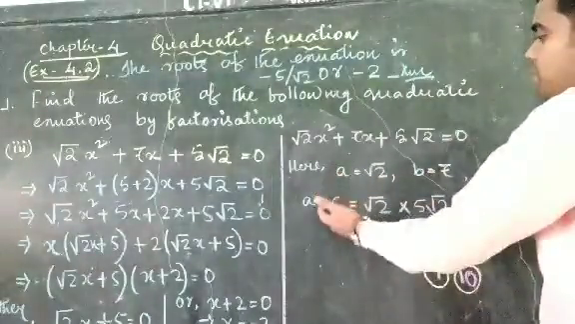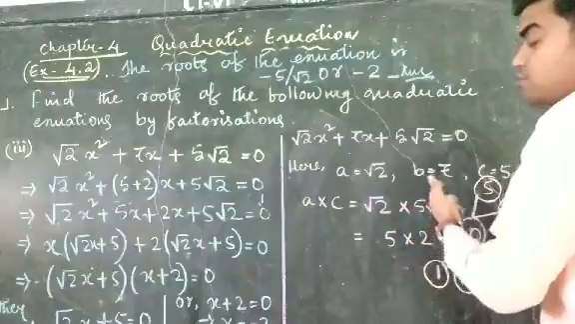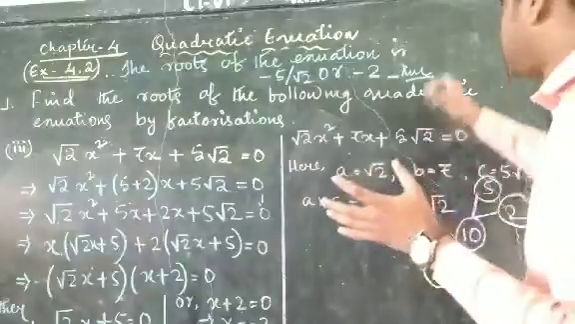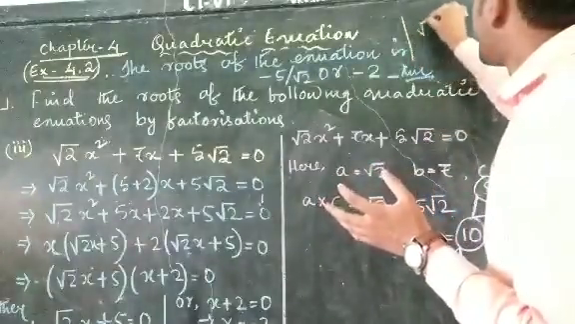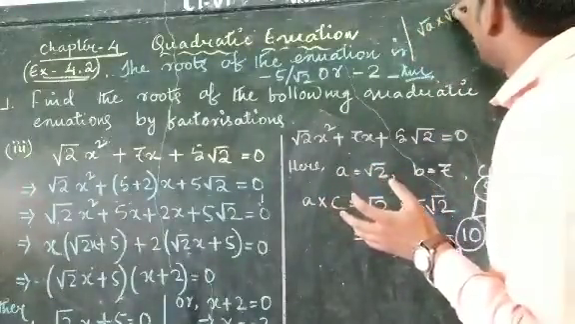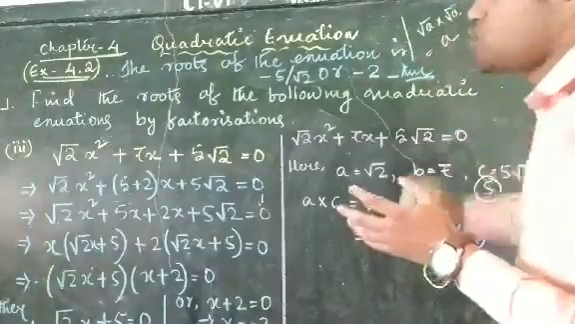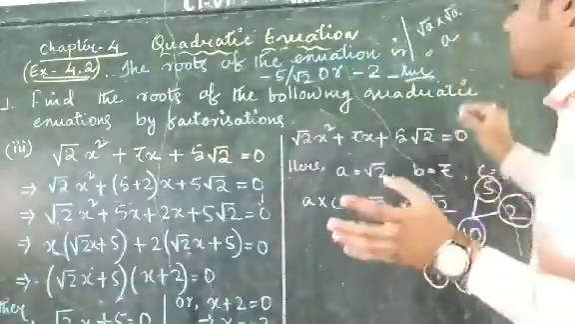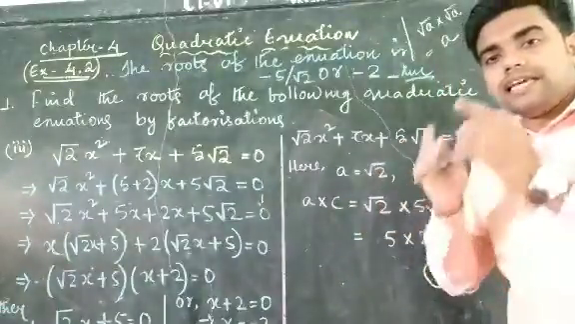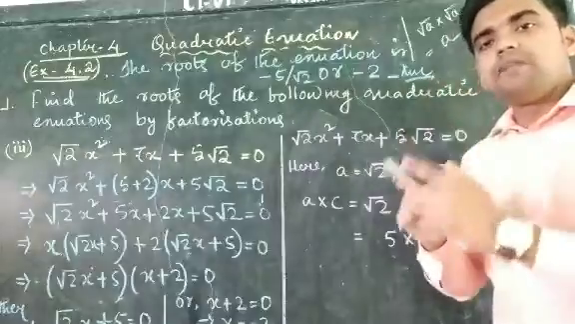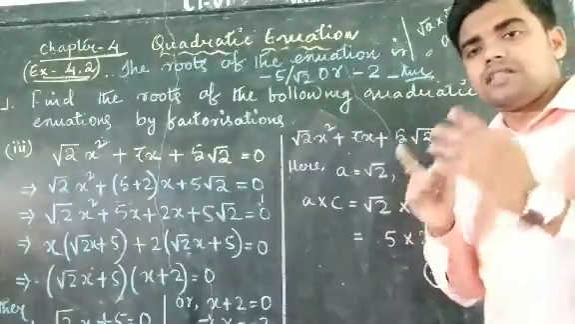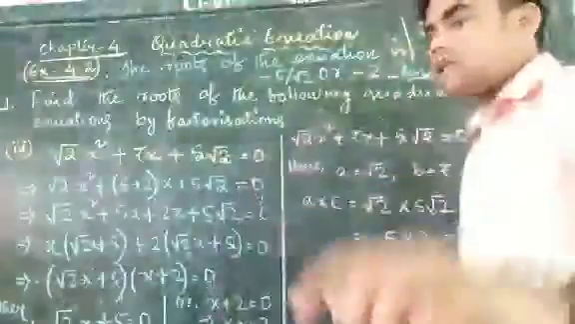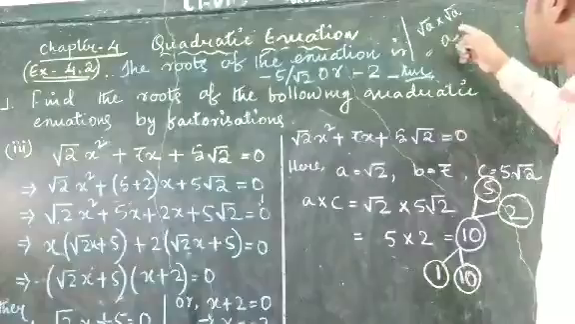This is our third step. So see, a multiply c, root 2 multiply 5 root 2. When we multiply roots, suppose root a multiplied by root a, it will always be a. The root will be removed. When you multiply root terms and the same number is inside the root, the root will cancel. So root a multiplied by root a equals a.